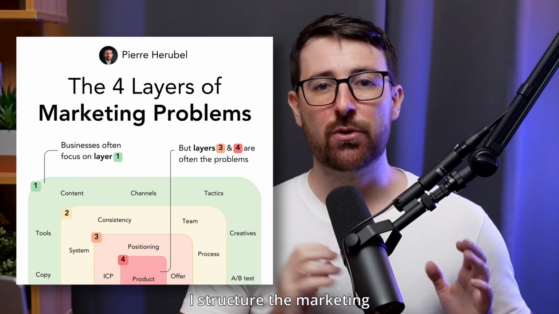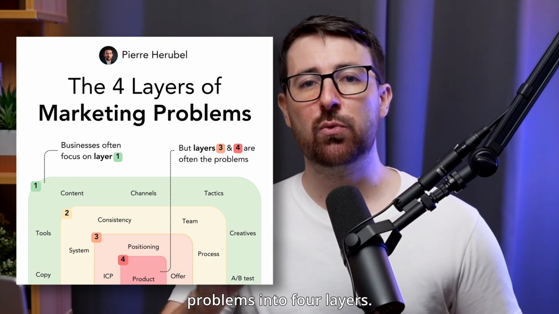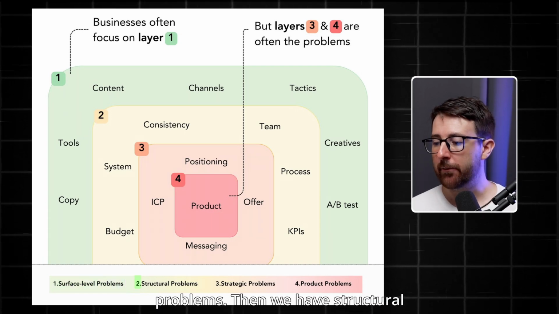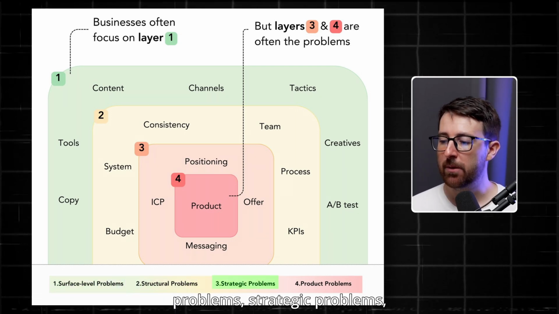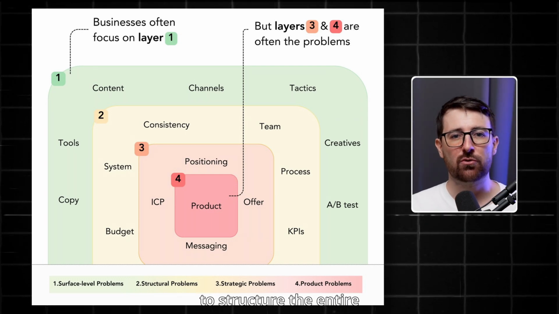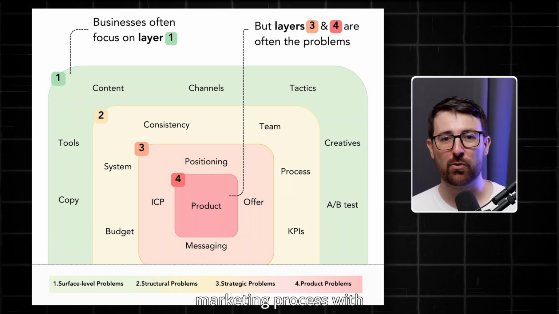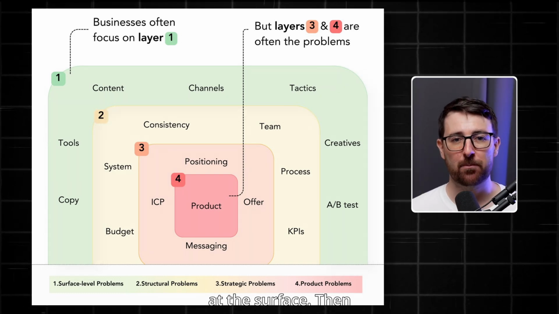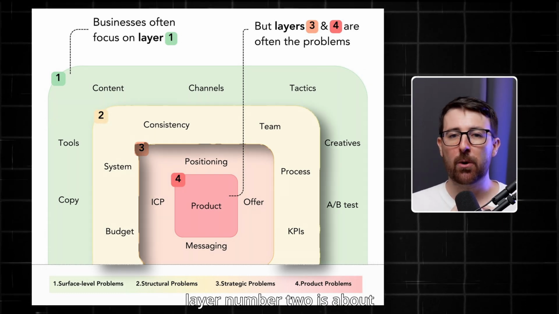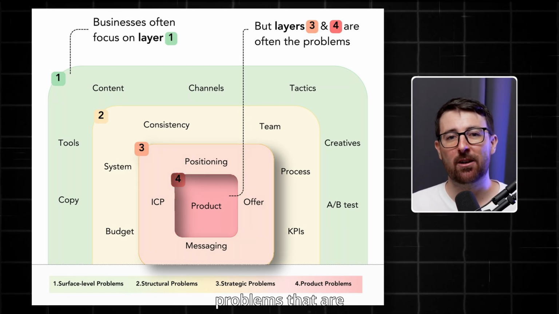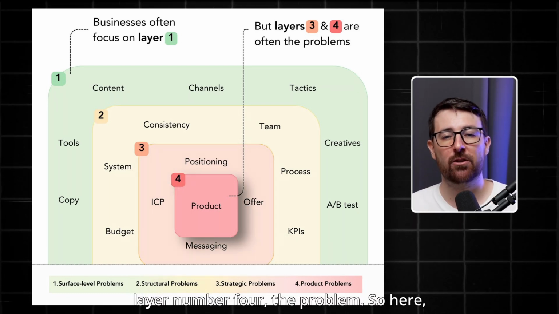And here I structure the marketing problems into 4 layers. The first layer is surface level problems. Then we have structural problems, strategic problems, and product problems. So here it's a way to structure the entire marketing process, with the 4th layer being something that is at the surface. Then layer number 2 is about systems. Layer 3 is about strategic problems that are important. And last but not least, layer number 4, the problem.